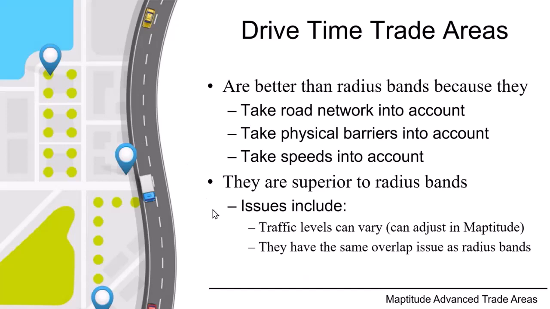By the way, you can adjust the drive times in Maptitude. So a retailer might have a different drive time range depending if it's rush hour or on a weekend. So keep that in mind. And you can always calibrate it with your existing data.